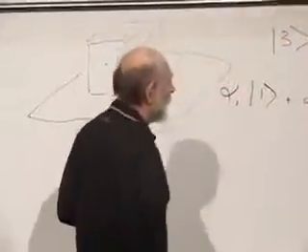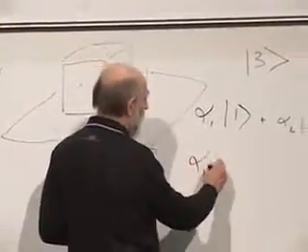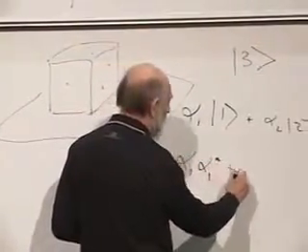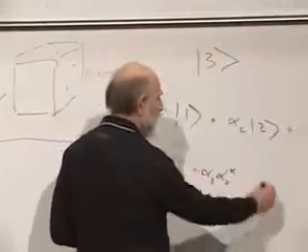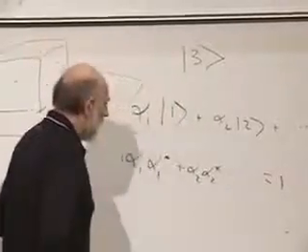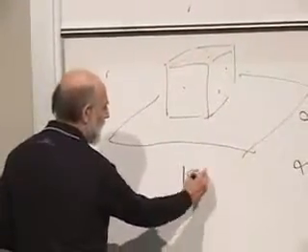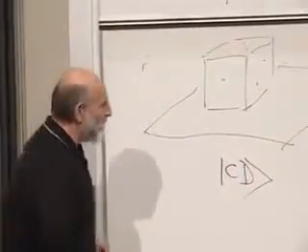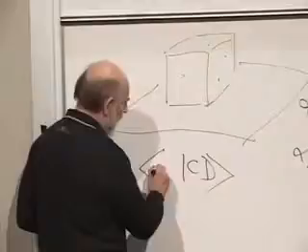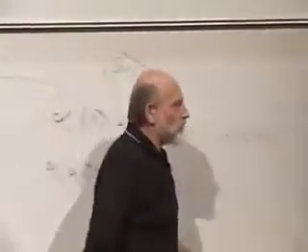Likewise, for the die, we have alpha 1 star alpha 1 plus alpha 2 star alpha 2 equal to 1. And if we call the state now, I guess we should call it CD for confused die, then its inner product with itself is also equal to 1. So that's another postulate of quantum mechanics.